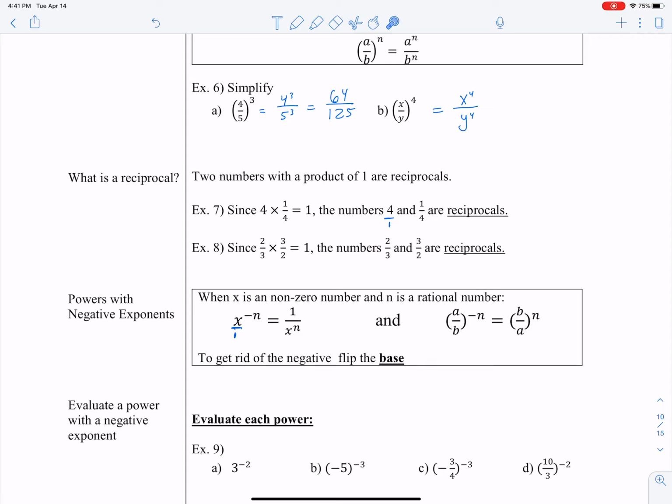Here you have 2 over 3. The reciprocal of that is 3 over 2. Okay, so here, to get rid of a negative exponent, we're going to flip it so it becomes a reciprocal.